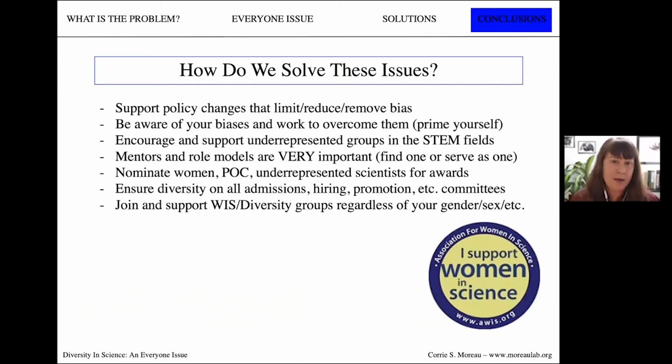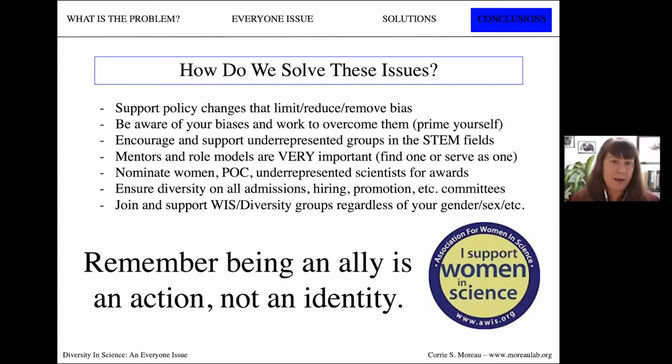You should nominate women and people of color and other underrepresented scientists for awards. You should ensure diversity in all admissions, hiring, and promotion committees, to help make sure that you have another individual in the room helping check the balance on that. You should support and join women in science and diversity groups regardless of your own background. And always remember that being an ally is an action, not an identity.